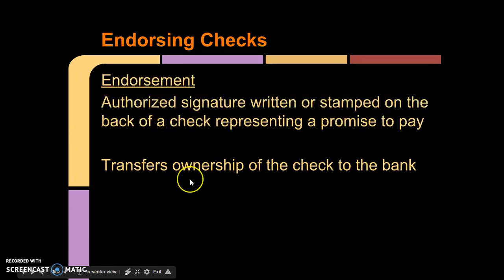Endorsing the check. The endorsement is an authorized signature written or stamped on the back of the check representing a promise to pay. There are a number of different endorsements that can be used. There is a blank endorsement. There is also a special endorsement and a restricted endorsement. These are 3 very, very common endorsements to use.